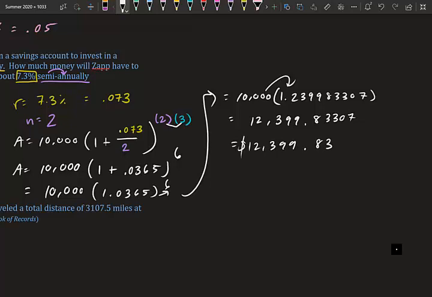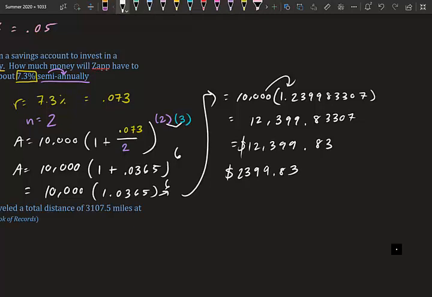So to find that change, we started off with $10,000 and we ended with $12,399. That means we earned by interest $2,399.83. That's how much they earned.